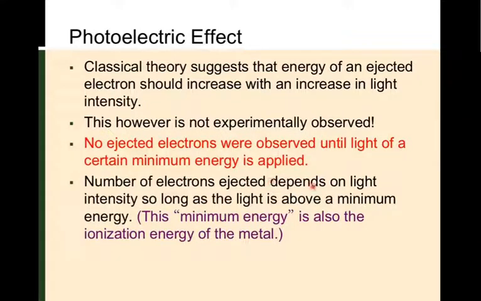The number of electrons ejected depends on light intensity, so long as the light is above a minimum energy. This minimum energy is also the ionization energy of the metal. So we've talked about ions briefly earlier.